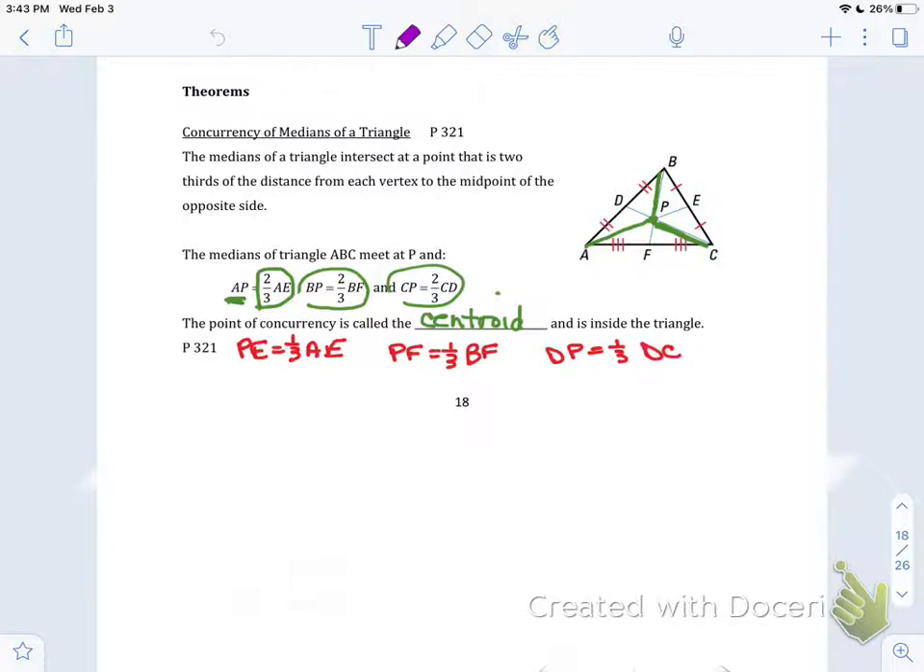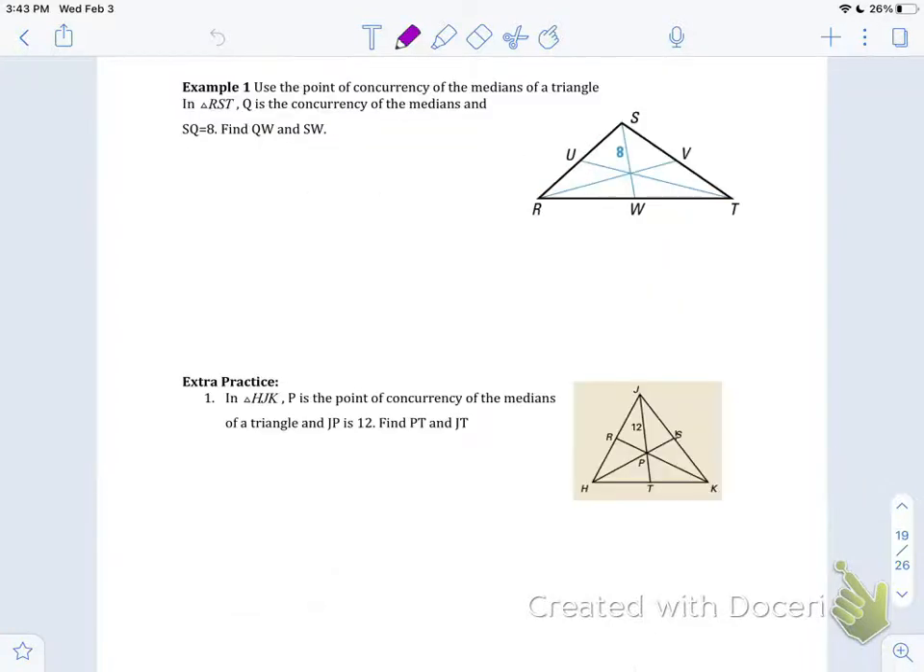Okay, so I want you to add that line because that's going to really help us understand some of the problems. Okay, we're going to do 2 examples together. So let me go over to that next page.